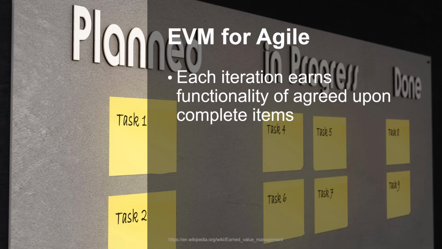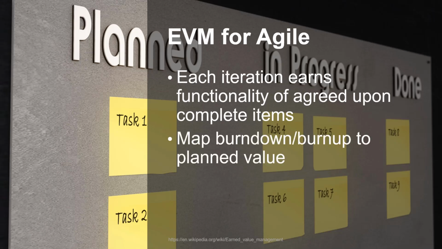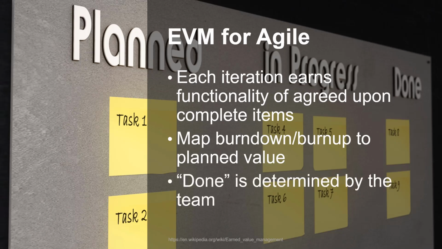This means that you can align a burn down or burn up chart and iteration costs directly to a planned value curve. In fact, EVM quite nicely highlights iterations that do not achieve their goals. The biggest issue is determining when an item is done, and that is left to the team to mutually decide. Although not used by many organizations, Agile EVM does exist, and it is not as poor a fit as many would think.